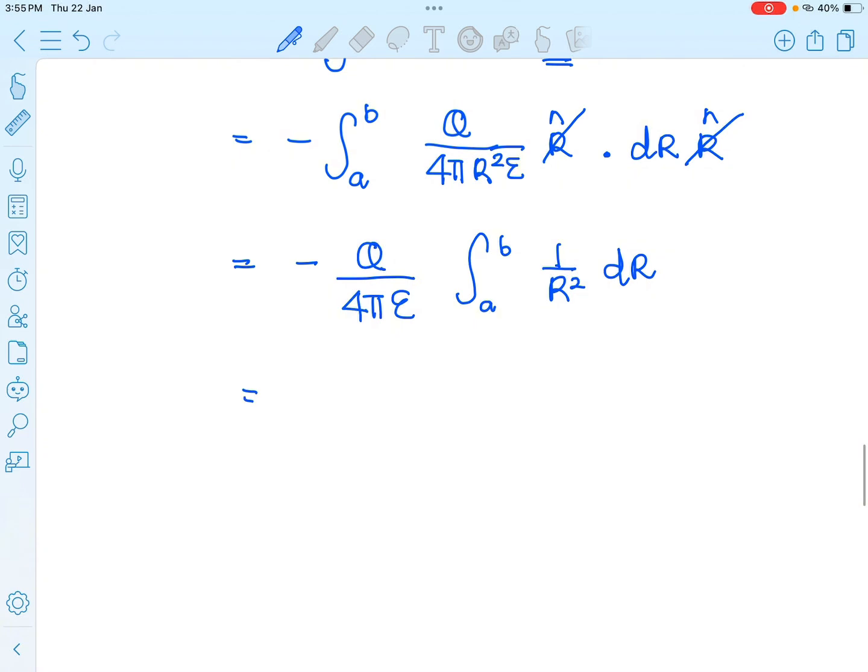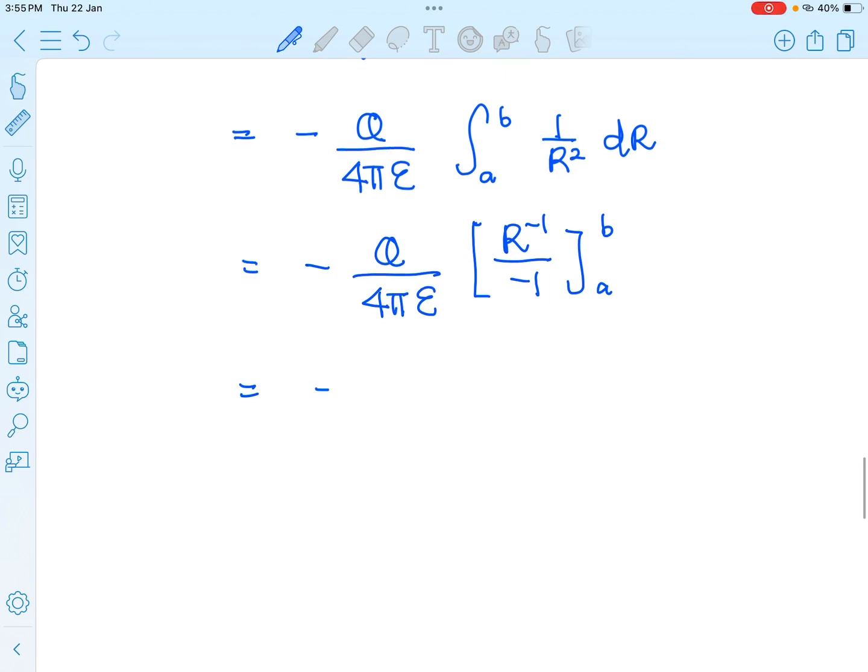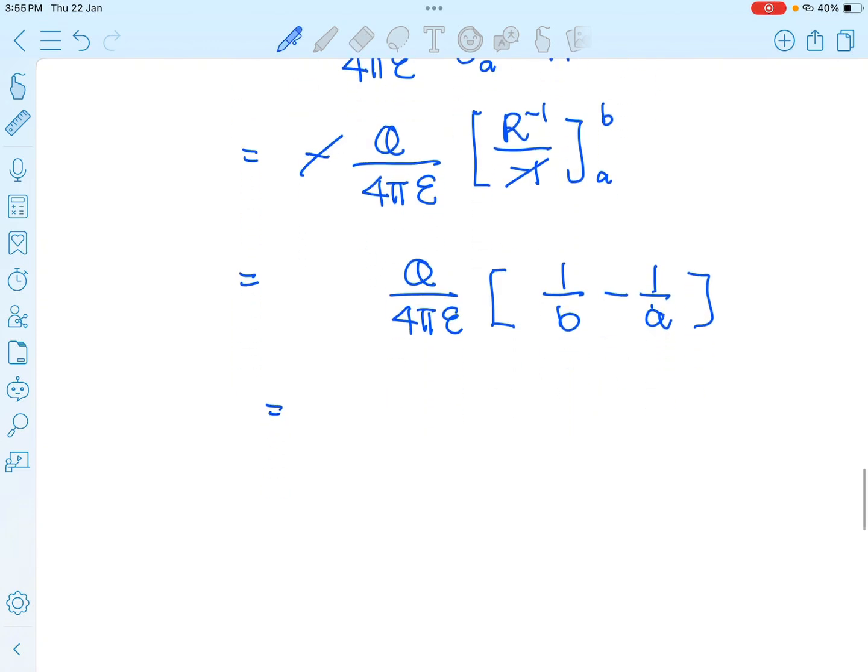Right. So when you integrate, this becomes R negative 1 over negative 1. Then B is here, A is here, so you have a negative. So this one will be 1 over b. The negative, I decide to cancel it: 1 over b minus 1 over a. After I cancel, I don't have this one anymore. So this one would be my v.